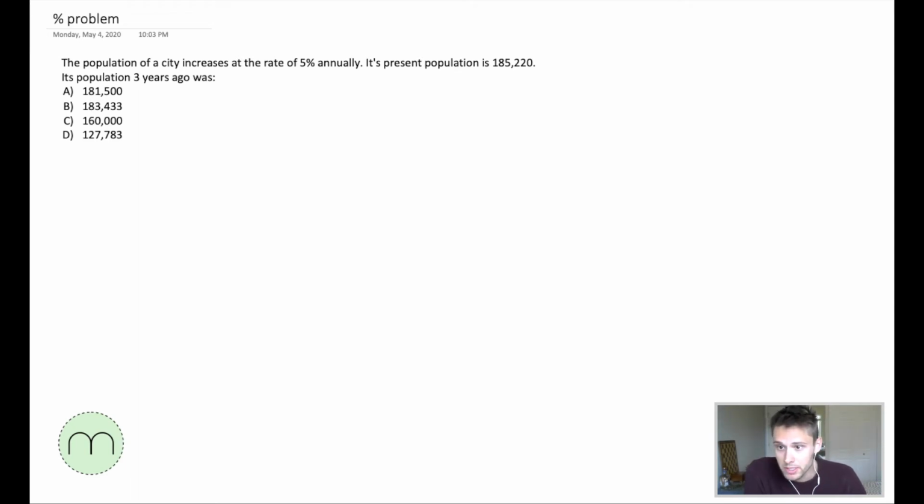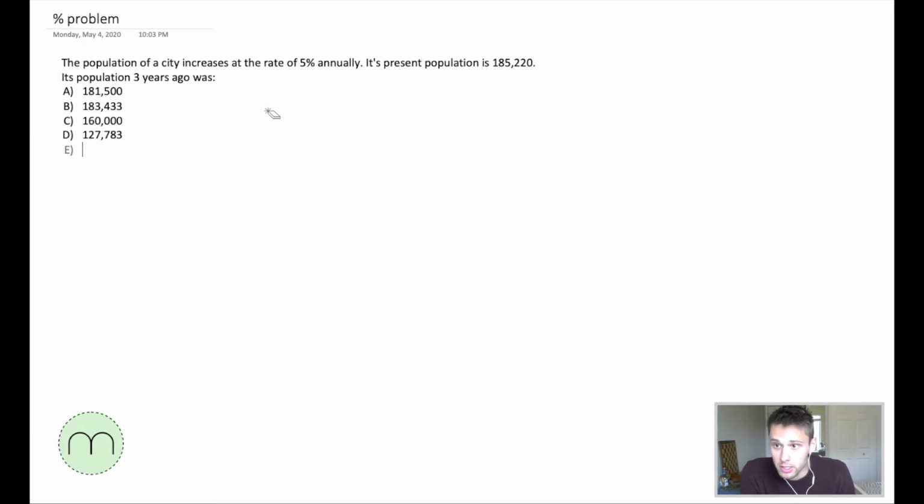The population of a city increases at the rate of 5% annually. Its present population is 185,220. Its population 3 years ago was... So this is a relatively simple problem, but there is a trap that you have to look out for. So let's start with the correct solution.